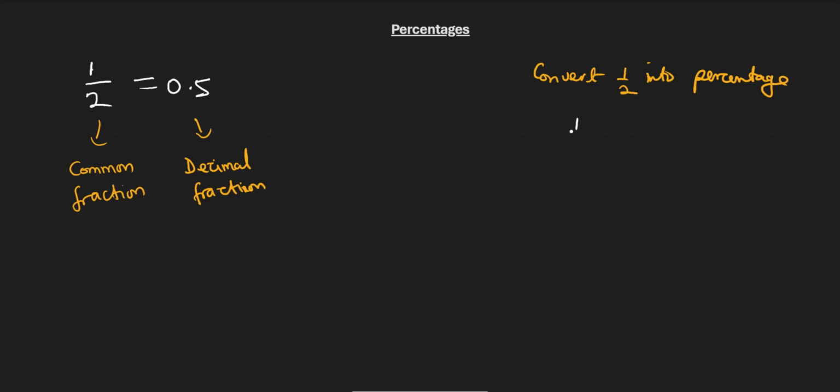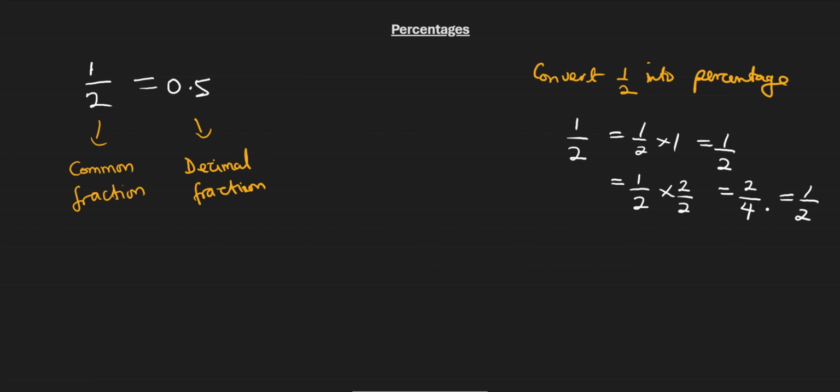Now, this 1 over 2 can be written as 1 over 2 times 1, which is the same as the 1 over 2. 1 times a number is that number. We can also write this 1 over 2 times 2 over 2, because 2 over 2 is still 1. This will give us 2 over 4, which when you break it down further, you're still going to get 1 over 2. So we have not changed the value.